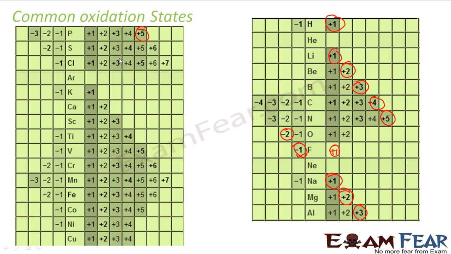Sulfur can have +1, 2, 3, 4, 5, 6, and -1, -2 also. Chlorine can have -1, +1 to +7. Most of the time we have these. Similarly, argon is 0. For potassium, most of the time it is +1, but we have -1 also. Calcium +1, +2, mostly +2. Similarly, we have the list. You don't have to memorize this, but it's good to see this list once so that you can get comfortable with the oxidation states of various elements.